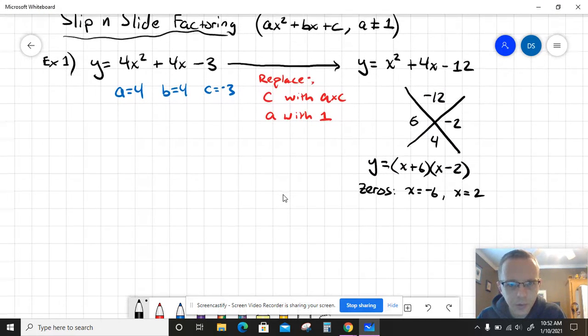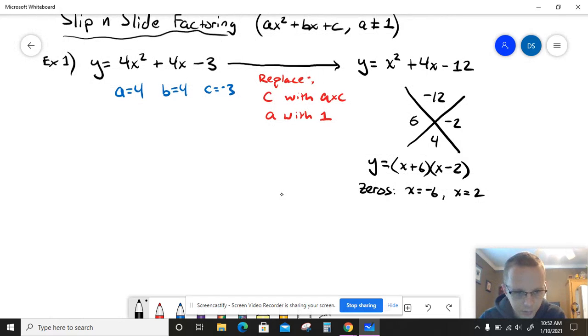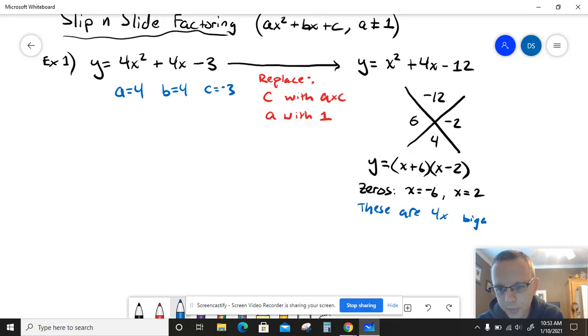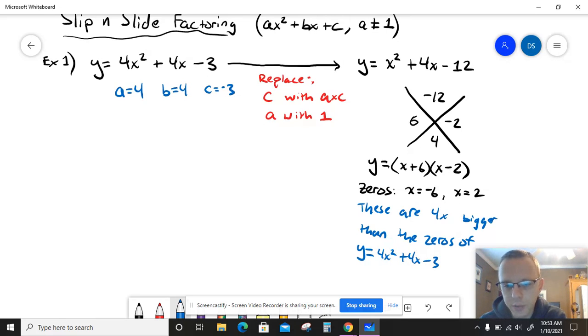Let me just write that down here. These are 4 times bigger than the zeros of my original function, y equals 4x squared plus 4x minus 3.